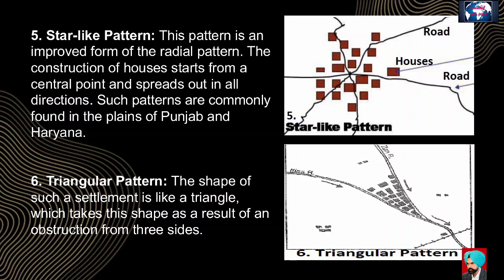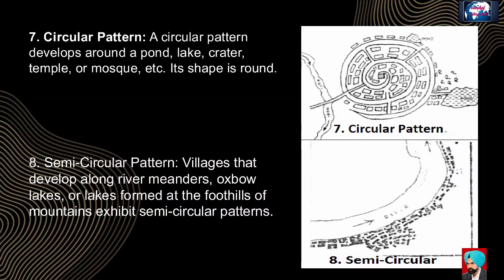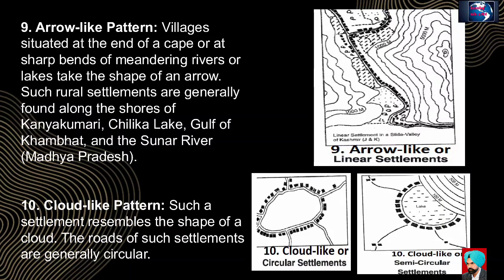6. Triangular pattern. The shape of such a settlement is like a triangle, which takes this shape as a result of an obstruction from three sides. 7. Circular pattern. A circular pattern develops around a pond, lake, crater, temple, or mosque, etc. Its shape is round. 8. Semicircular pattern. Villages that develop along river meanders, oxbow lakes, or lakes formed at the foothills of mountains exhibit semicircular patterns. 9. Arrow-like pattern. Villages situated at the end of a cape or at sharp bends of meandering rivers or lakes take the shape of an arrow.